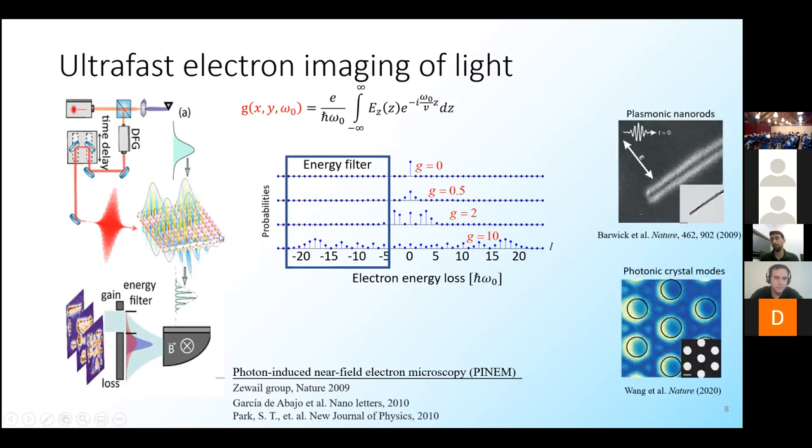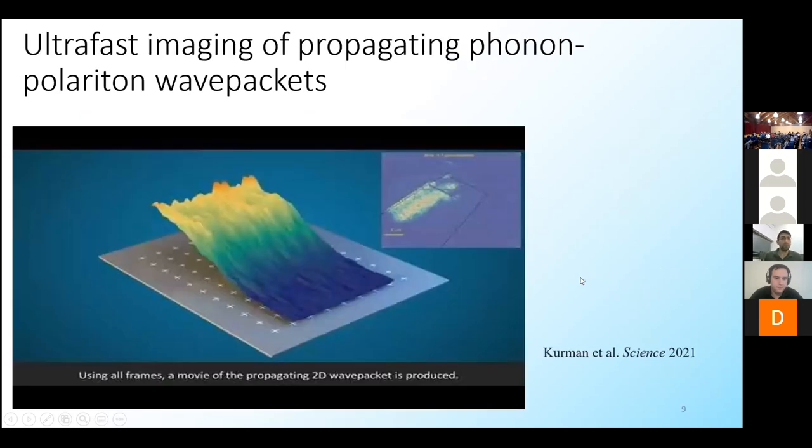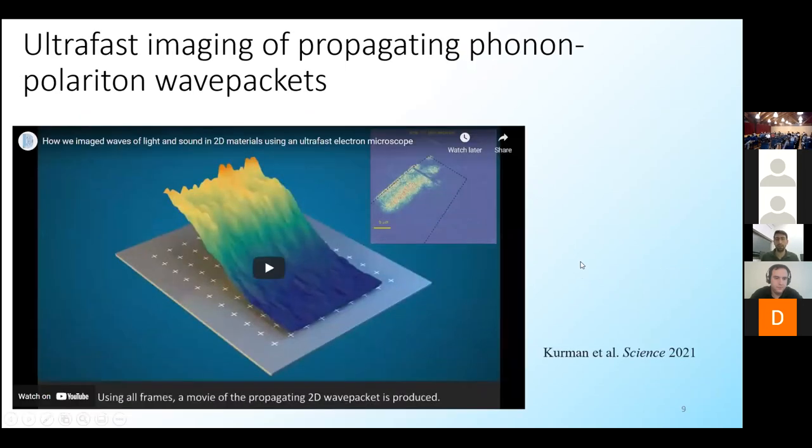And this technique was used in different samples, for example, looking at plasmonic nanorods. So in the small image here, you see the electron imaging without filtering. And with the energy filtering, you see actually the modes of light that surround the plasmonic nanorod, and it was demonstrated in many different setups. And we were the first previously this year to demonstrate how phonon polaritons can propagate using this technique. So how the wave packet propagates inside the sample.